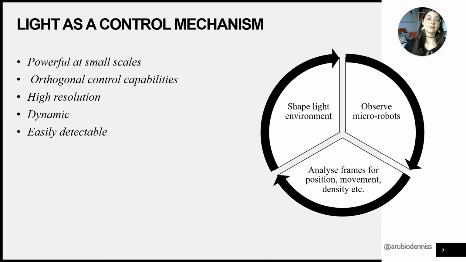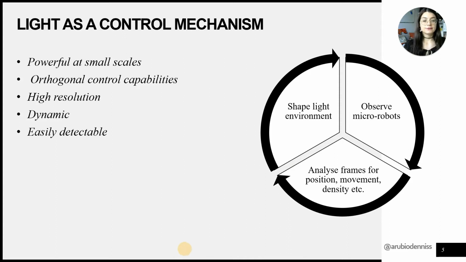It's also very dynamic, so obviously it's very quick and it's easily switchable. If you suddenly want to turn a signal off, it's just going to be gone, unlike, again, with chemical or thermal. And it's very powerful at small scales, so we can think about things like the photoelectric effect, or the fact that you can make and break bonds using light when you get down to these really small scales. So in thinking about how we start to engineer closed-loop control with light as a control mechanism, what we want to do is shape the light environment, observe the changes, and then analyze those changes for, say, position or certain types of movement, the density of the agents, and use that as feedback in our control loop.